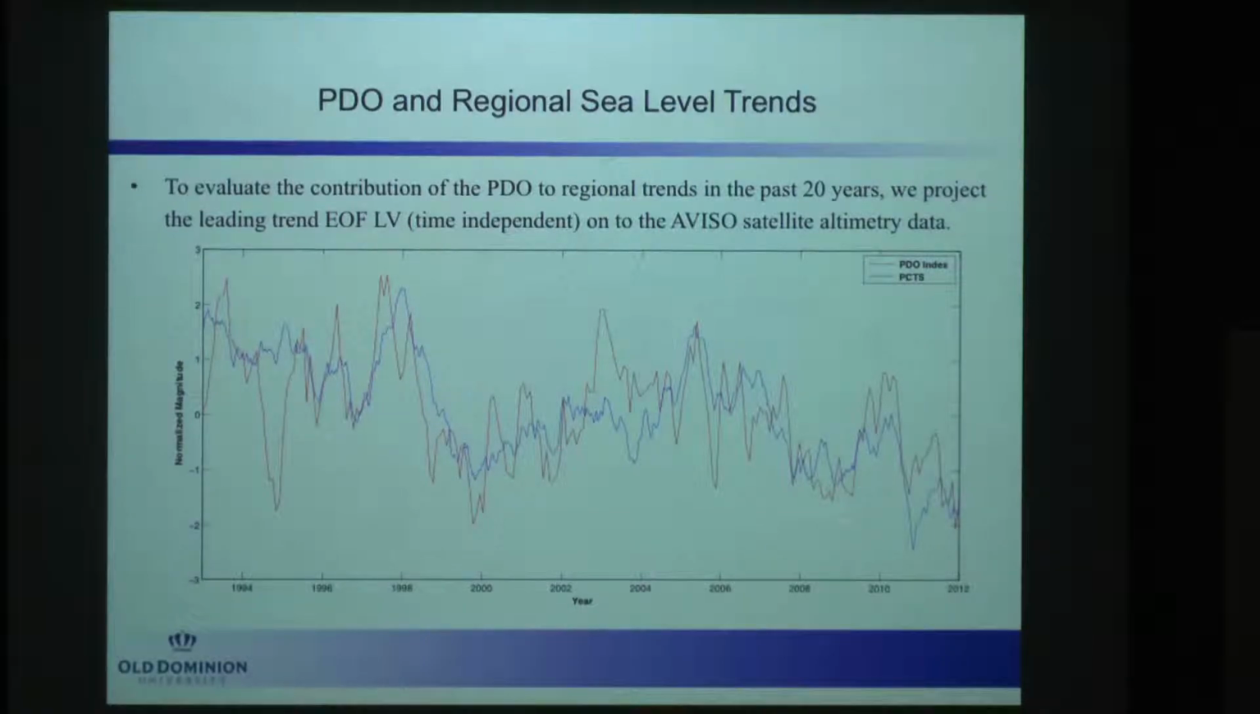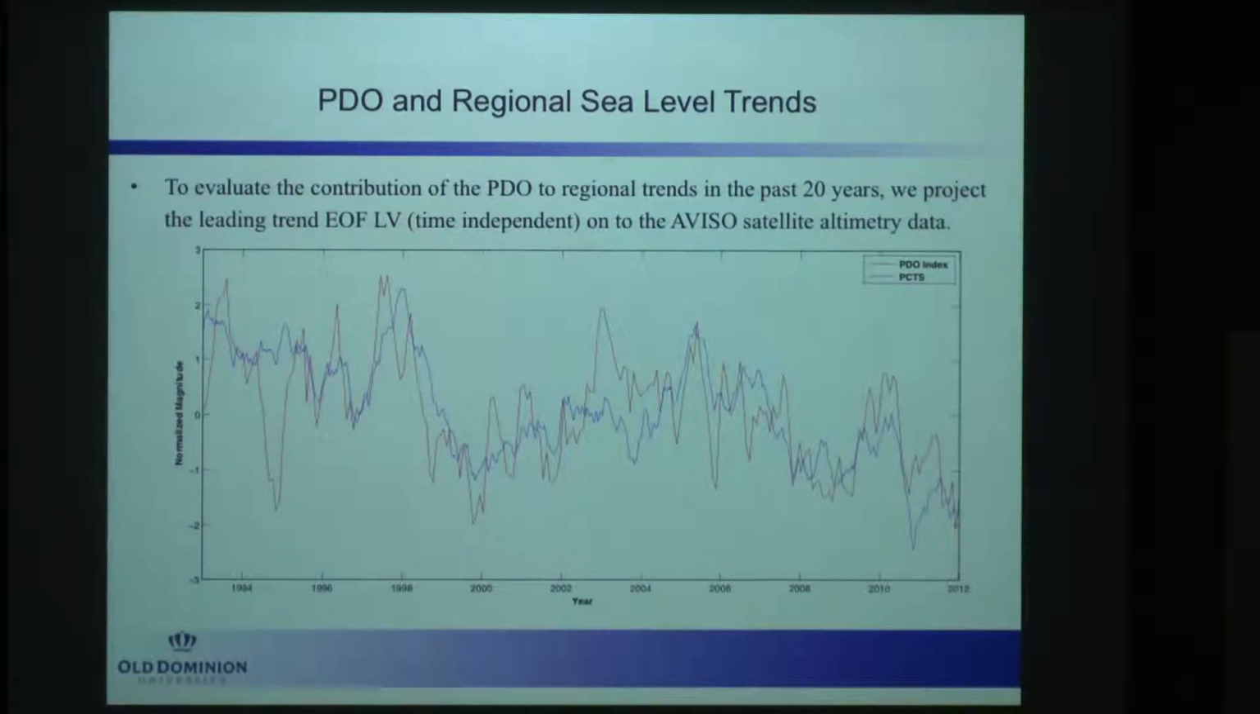Blue is what we get from our projection. We've taken that spatial pattern and fit it to the altimetry data, and you end up with this blue time series. You can see it matches the PDO fairly well, because we've arrived at that spatial pattern from that 20-year trend. From the 20-year trend, you have some smoothing associated with it, so we do miss some of these large events in the PDO.